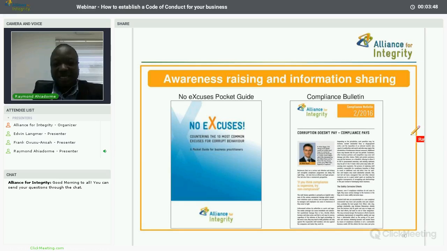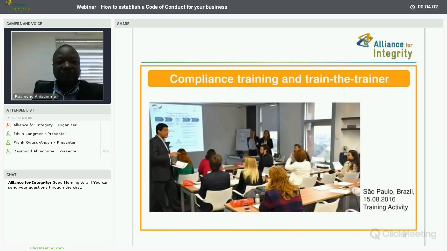Also, we have the Compliance Bulletin, which comes out every other month and is distributed to people within our network globally. Each time we feature an article from an expert with the aim of broadening the scope of people within our network so that they can improve their capacity to prevent corruption.